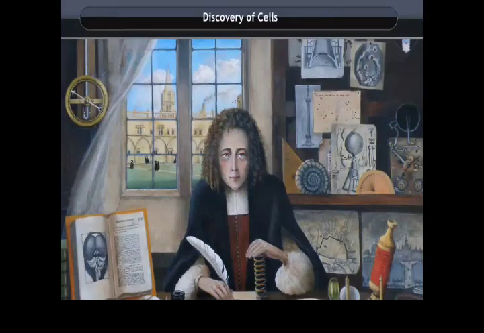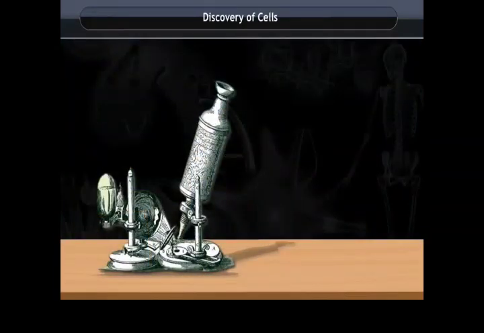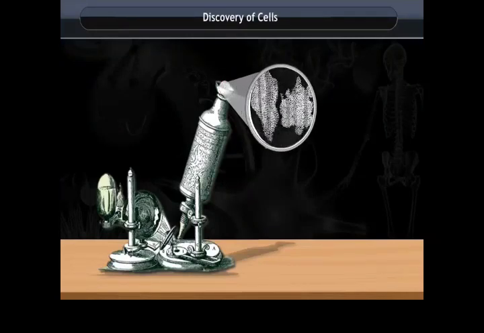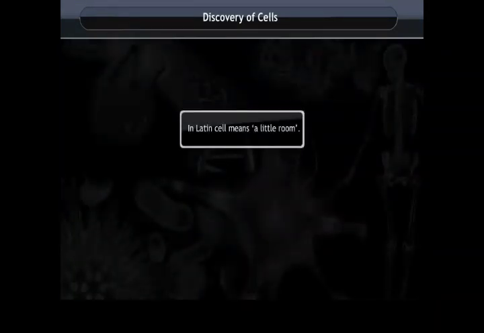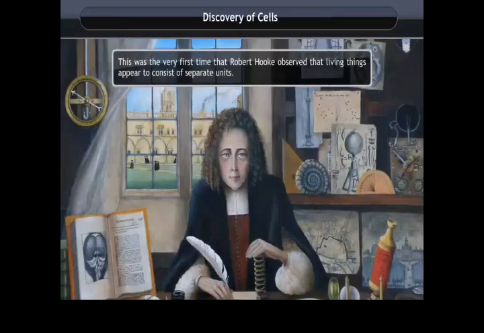Discovery of cell. Robert Hooke, a British biologist, in 1665 examined a slice of cork under his self-designed microscope. He saw that the cork resembled the structure of a honeycomb consisting of many little compartments. Robert Hooke called these boxes cells. In Latin, cell means a little room. This was the very first time that Robert Hooke observed that living things appear to consist of separate units.